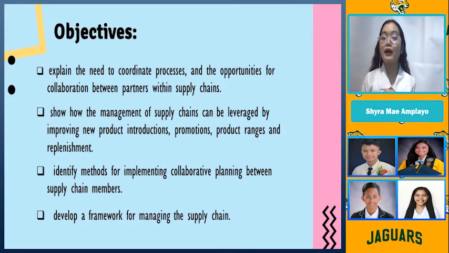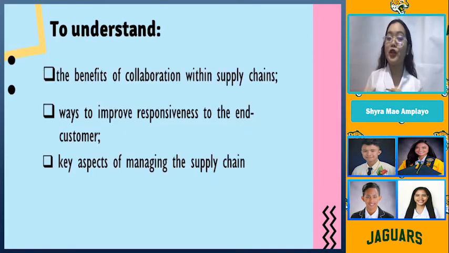Second, to show how the management of supply chains can be leveraged by improving new product introductions, promotions, product ranges, and replenishment. Third, to identify methods for implementing collaborative planning between supply chain members. And lastly, to develop a framework for managing the supply chain. By the end of this chapter, you should be able to understand the benefits of collaboration within supply chains, the ways to improve responsiveness to the end customer, and the key aspects of managing the supply chain.